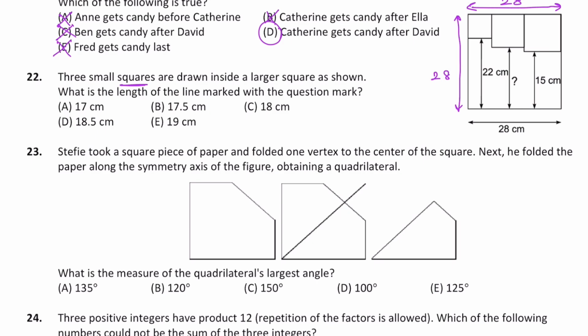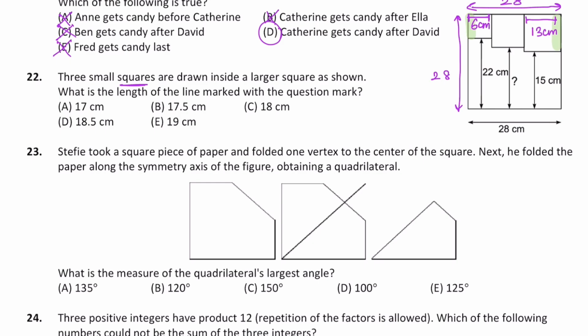If I were to find the length of this square, I would just do 28 minus 22, which is 6 centimeters. To calculate the length of this square, the side will be 28 minus 15, which is 13 centimeters, right? So it'll be 6 centimeters over here because this is a square, and 13 centimeters over here.